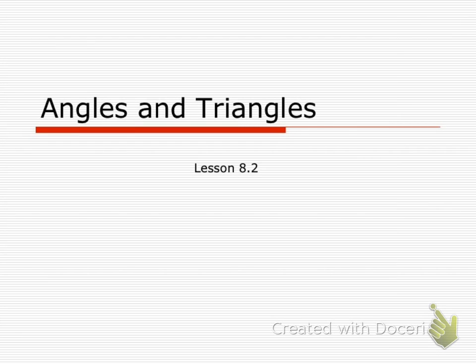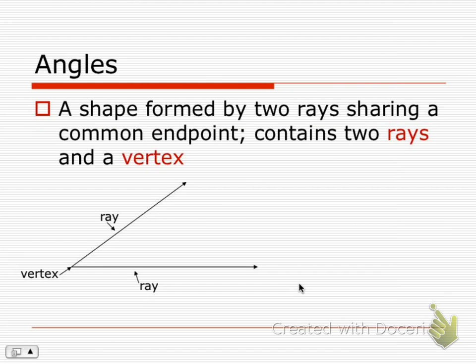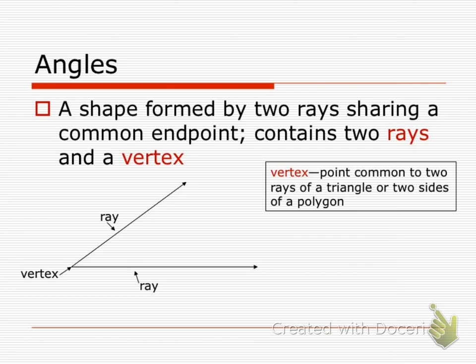Okay, today we're continuing in our geometry unit with lesson 8.2. We're going to be looking at angles and triangles. Okay, angles. This is all the parts of an angle. You have two rays that are sharing a common endpoint, and that endpoint is called the vertex.